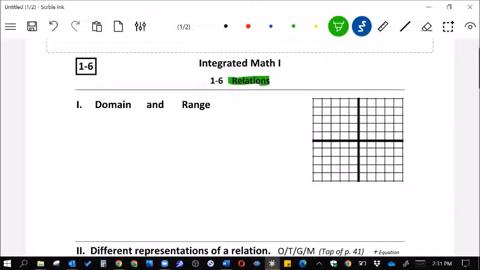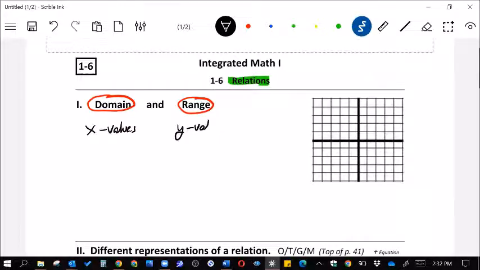We're going to look at relations, starting off in particular with domain and range. The domain and range, well, you'll see this many, many times, so let's focus on what they mean. The domain are the X values in a relationship, and the range are the Y values. So X values, Y values.